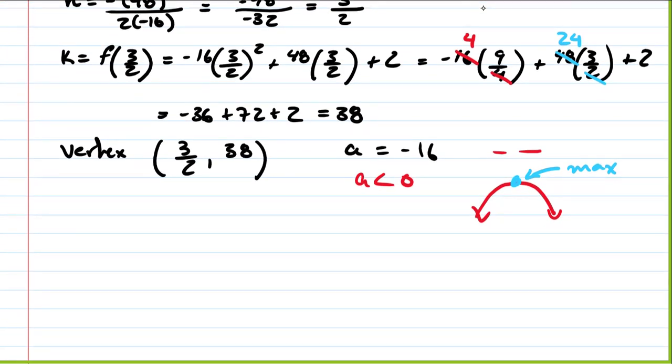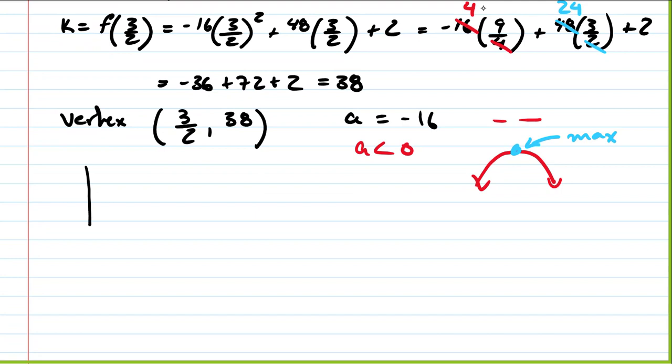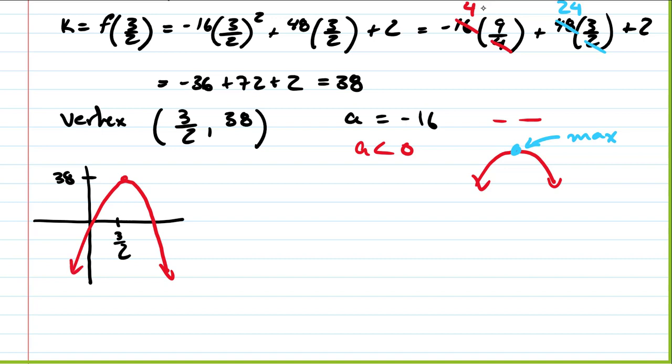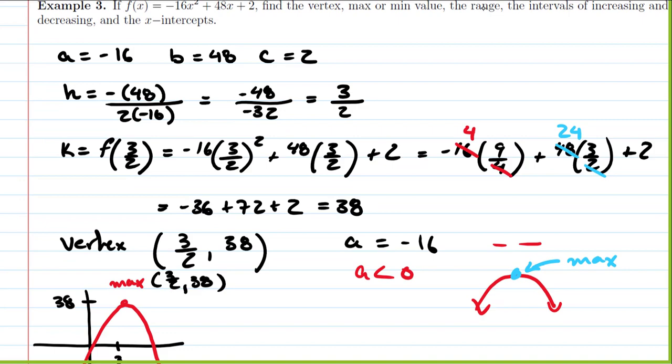Okay, we don't need it, but I'm going to draw myself a quick sketch to help me answer the rest of the questions. So my vertex is at 3 over 2, 38. So notice I'm not drawing this to scale, I just want a quick sketch. I know it opens down and it does this. So I'm going to have my max at that point, which is 3 over 2 and 38. The reason I wanted this is it helps me answer the rest of the questions.